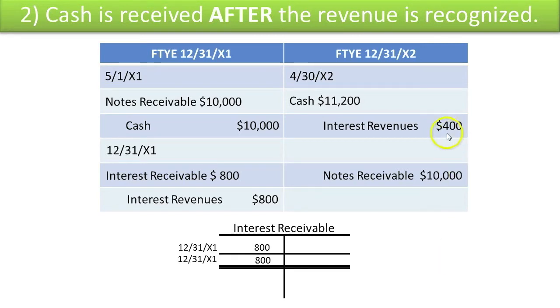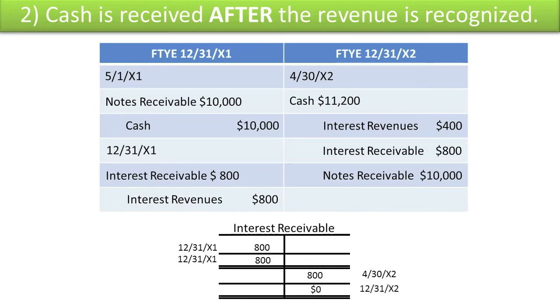The difference here is $800, and surprisingly enough, you'll see it exactly matches interest receivable. So we simply had an asset, which was a debit of interest receivable last year, and now we credit that interest receivable in X2 because we've now received it in cash. When we post these to the general ledger, we credit interest receivable $800. So at the end of X2, we have no more receivables.